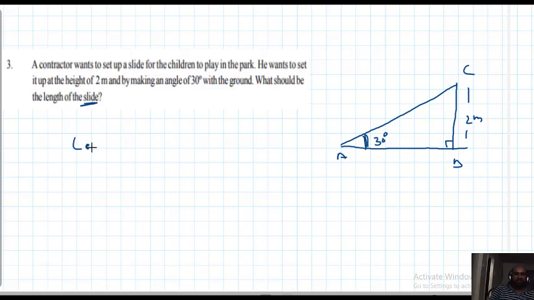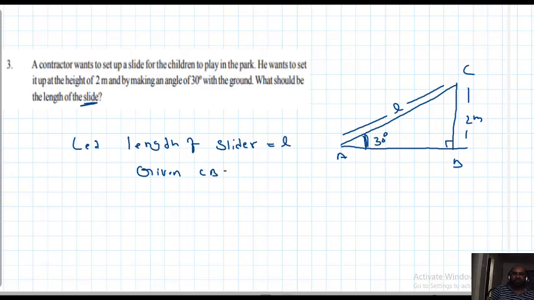Let the length of the slider be L, which we need to find. So given CB, actually you write what is CB: the distance from the top of the slider to the bottom, or the height of the slider.